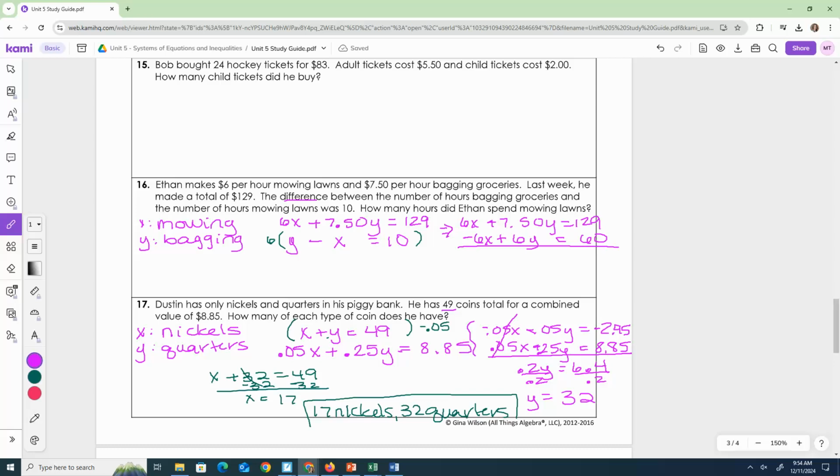So if I add, negative 6 and positive 6 cancel, 7.5y plus 6y is 13.5y equals 189. And then we divide 13.5. And we get y to equal 14.